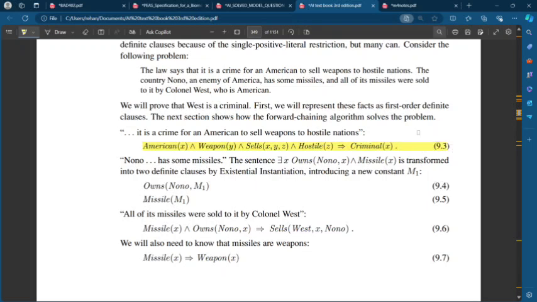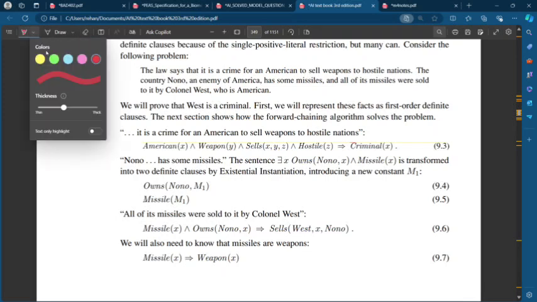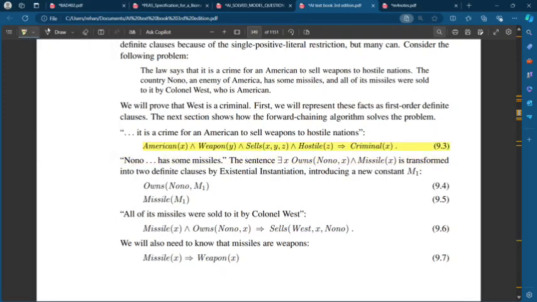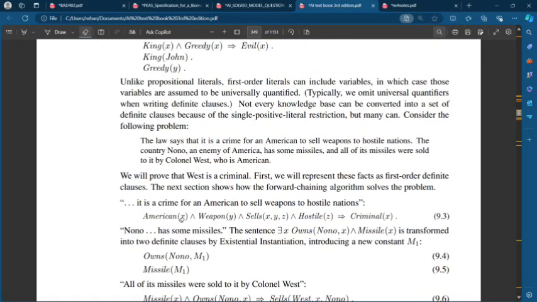Now see here: American x. If x is an American, and y is a weapon, and x sells weapon y to z, and z is hostile, then all these four things imply that x is a criminal. That's what we have to prove here.